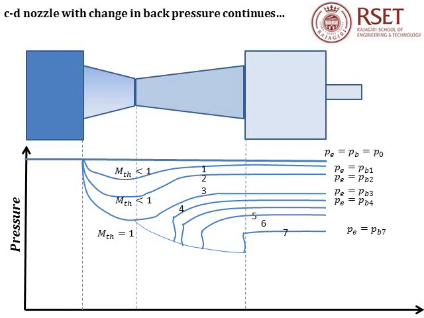At the value of PB3, the Mach number is equal to 1 at the throat. Hence, we have choked flow through the CD duct, and the mass flow rate is maximum for the given condition. So further reduction in back pressure doesn't create any change in the converging portion of the duct.